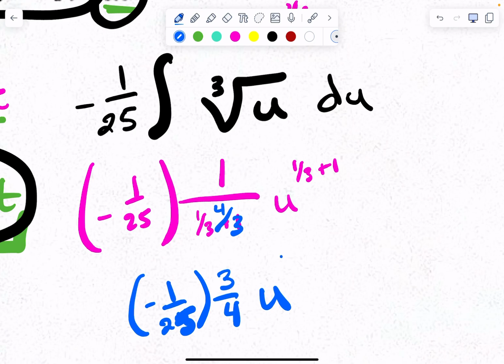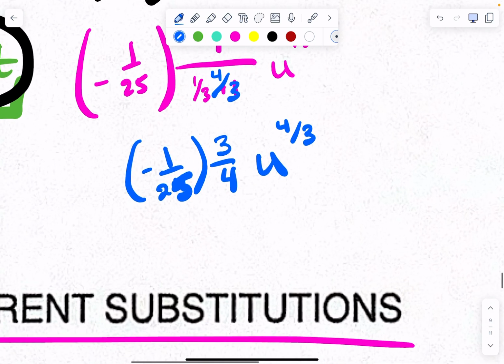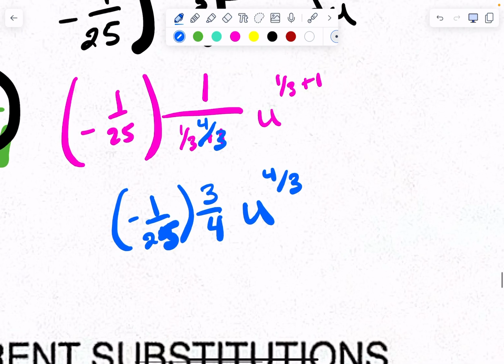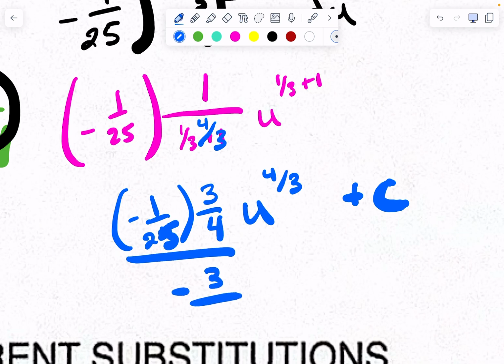u to the 4/3. Then I put stuff together: 1/25 times 3/4 u to the 4/3 plus C. I don't like that C, it's annoying, it's imaginary. So now I put these two together. So this is negative 3 over 100 times u to the 4/3 plus C.